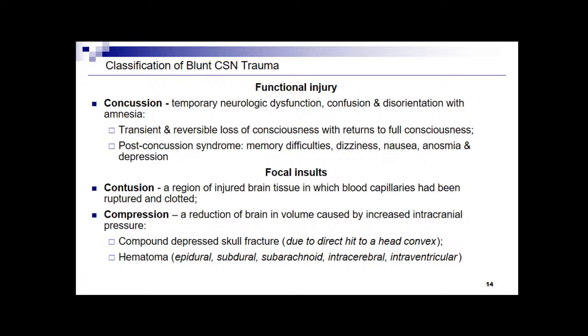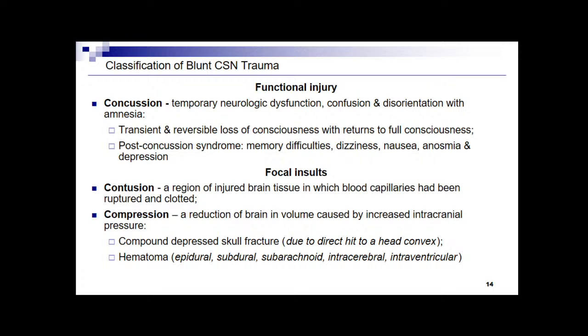Contusion, morphologically, is a region of injured brain tissue in which blood capillaries have been ruptured and clotted. In this area, we can find a local ischemic site. The function of this injured area will be lost due to necrosis of brain cells. And compression. Compression is a reduction of brain volume caused by increased intracranial pressure.